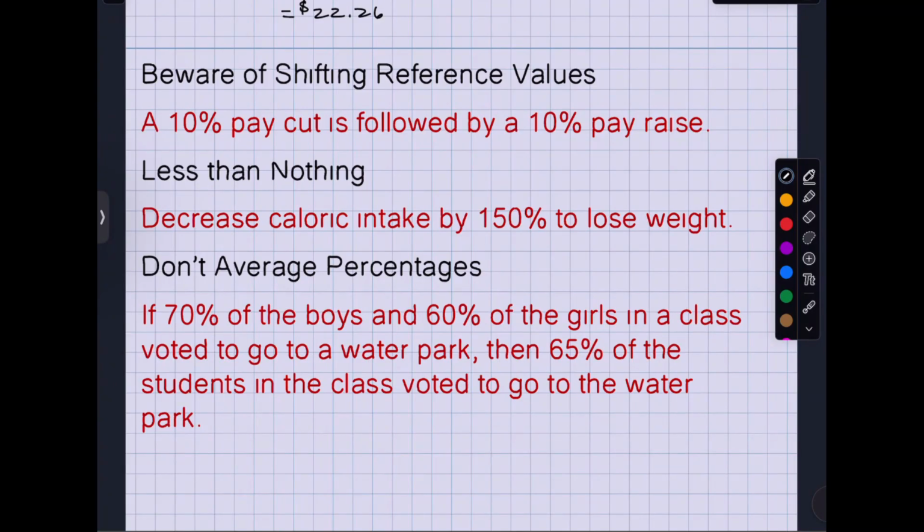Less than nothing. Decrease caloric intake by 150% to lose weight. Oof. That means have your stomach eat yourself by 50% of your caloric intake. Yes? No? You don't want to do that? Eat yourself! Let's go!